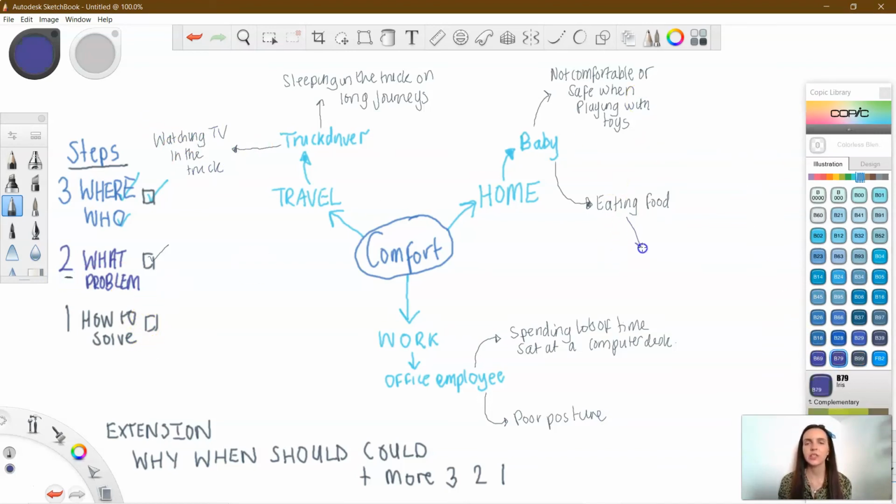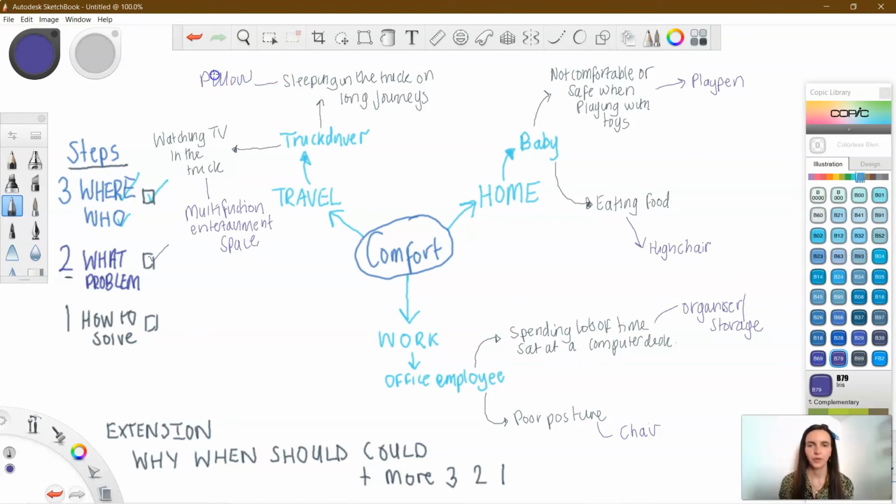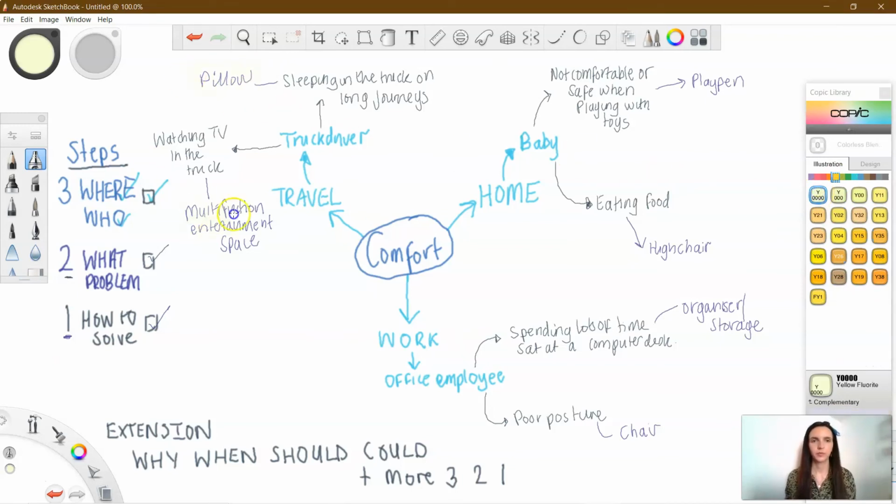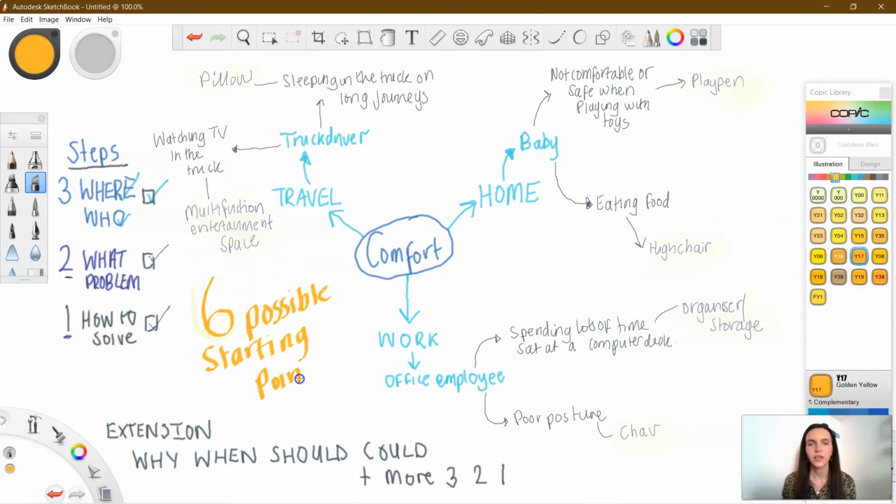Now, how can I actually solve these problems? So a high chair, a playpen, a chair, an organiser, a multi-purpose entertainment system, or a pillow. Now you can see I've now got 6 different possible solutions that I could use to start off my project. These are 6 possible starting points.